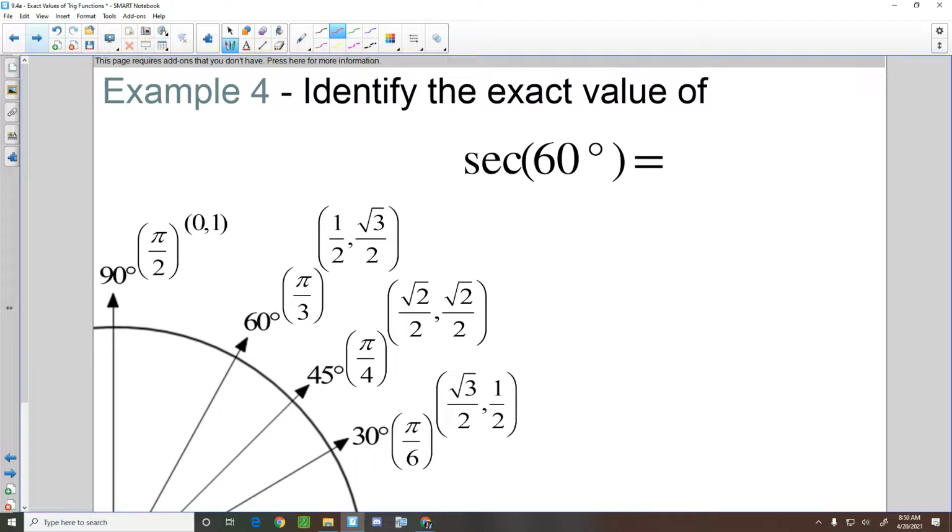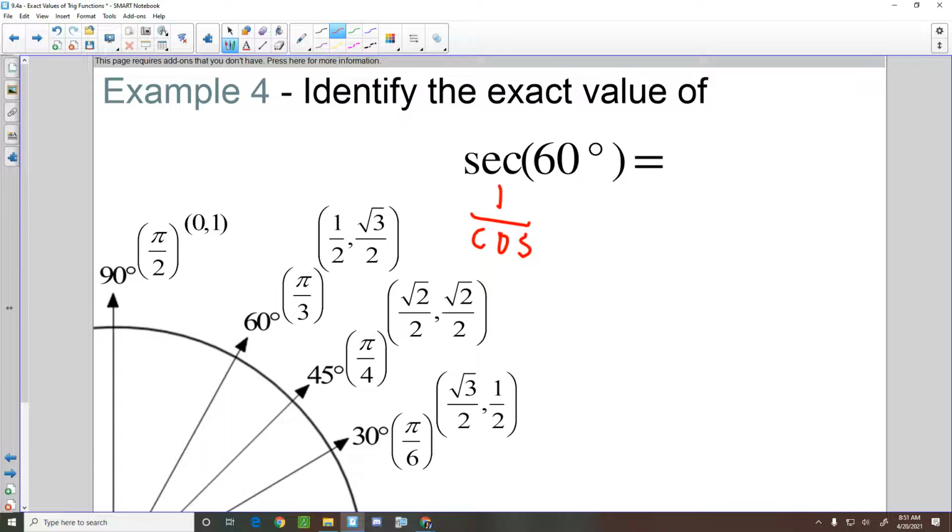So let's go ahead and apply this. Identify the exact value of secant of 60. So in your notes, just write secant of 60. You don't need to write this whole unit circle. You've already got that diagram. So what you might want to do to get started with these is whenever you see one of these reciprocal trig functions like secant, right away underneath it, write whatever its reciprocal is. So I'm thinking secant, that's 1 over cosine. And so cosine, that was the x coordinate.